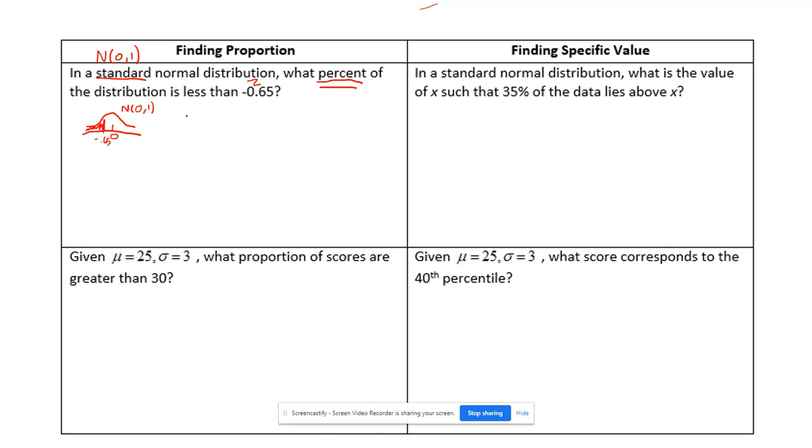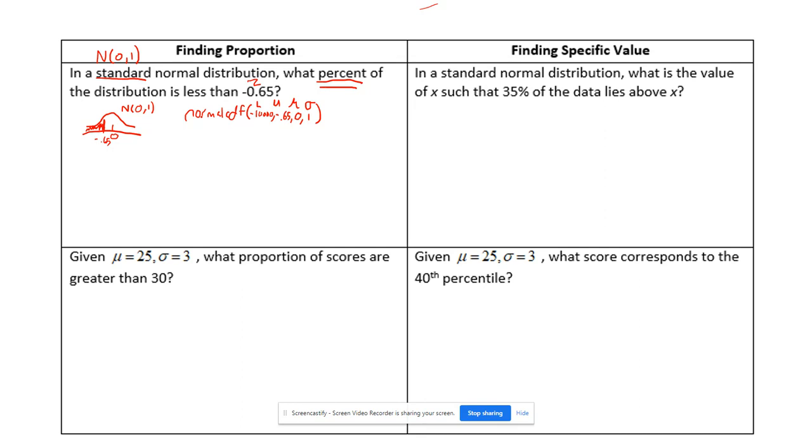If you're using the calculator, you must write normal CDF. You must tell me the lower, the upper, the mean, and the standard deviation. My lower is going to be negative 10,000. My upper, I stop my shading at negative 0.65. My mean was 0. My standard deviation was 1. And then it's just go to my calculator to type that in.